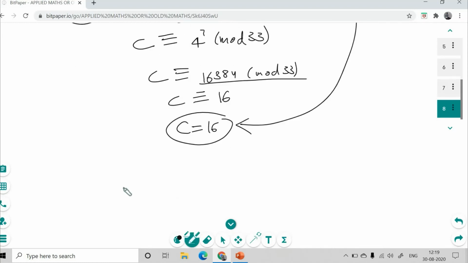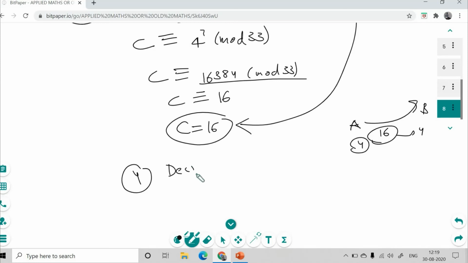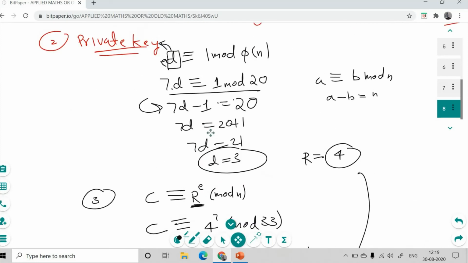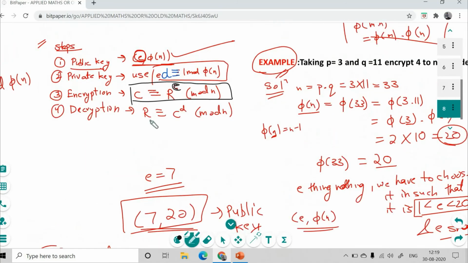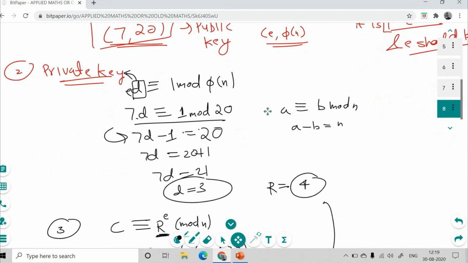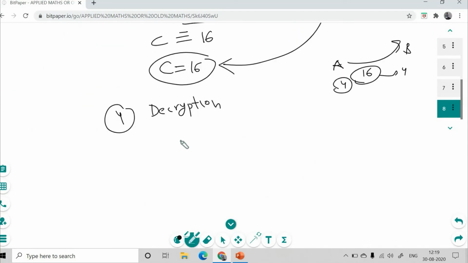Now if we have done the encryption, then we have to decrypt as well. Suppose A has sent this 16, which is actually 4. Now B has to decrypt it back to 4, right? So for the decryption part, we use R congruent to C raised to power D modulo N, right?